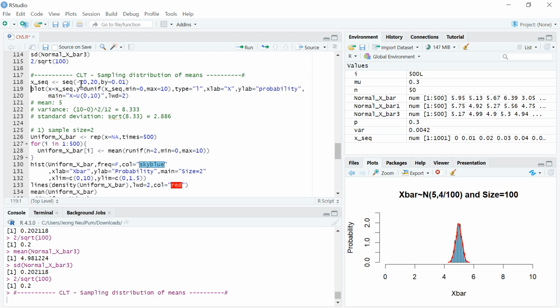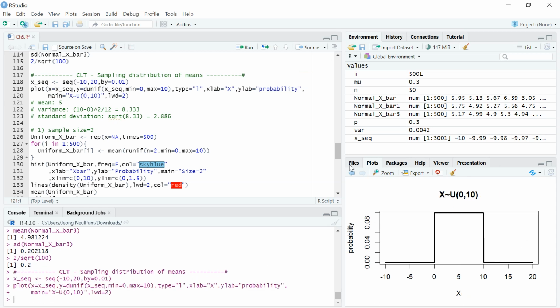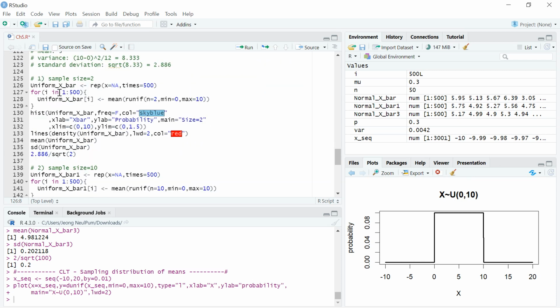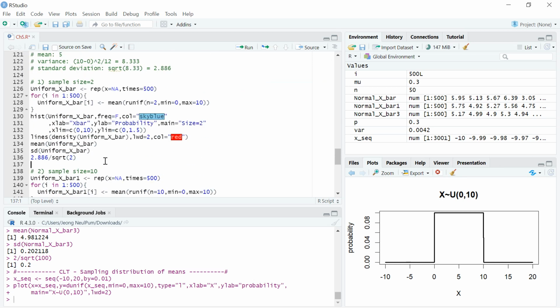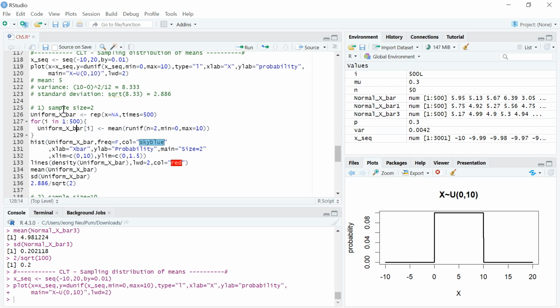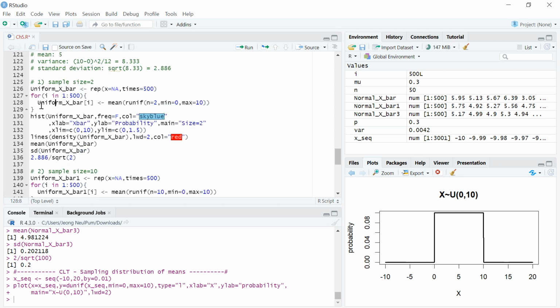So this is what the uniform distribution is, with the two parameters, the min and max. And the other things are the same as the previous one. So I make the sample mean with the mean function and our unit function, and store each value 500 times and check if the sample mean follows the normal distribution.